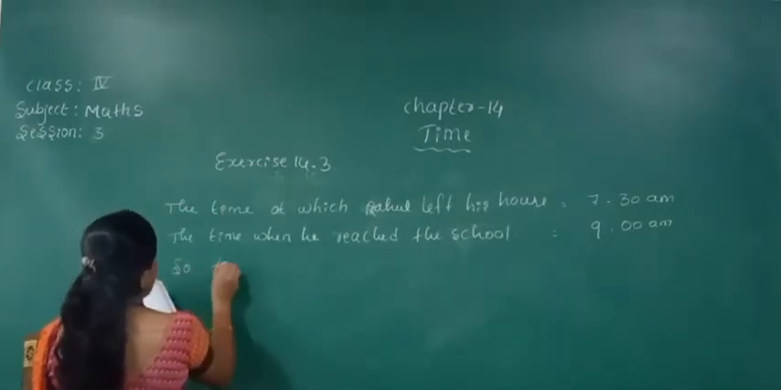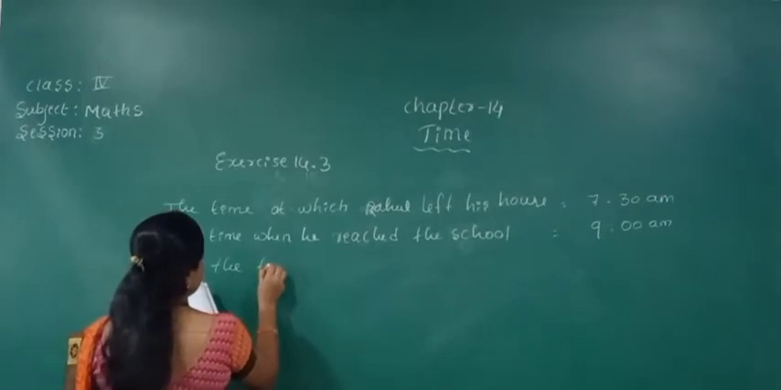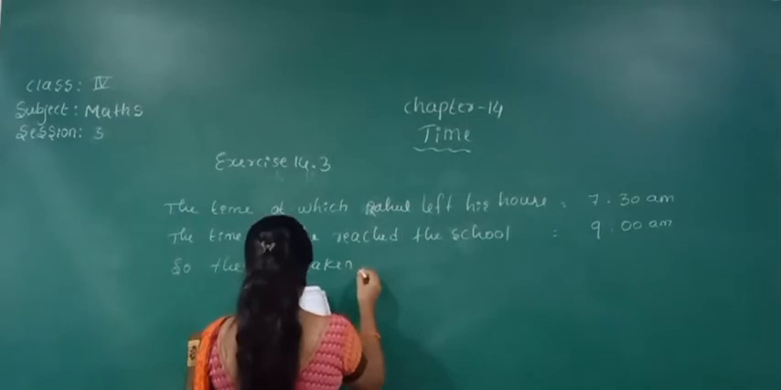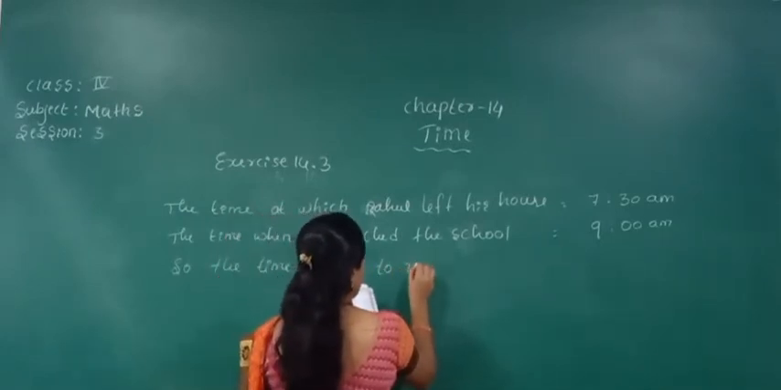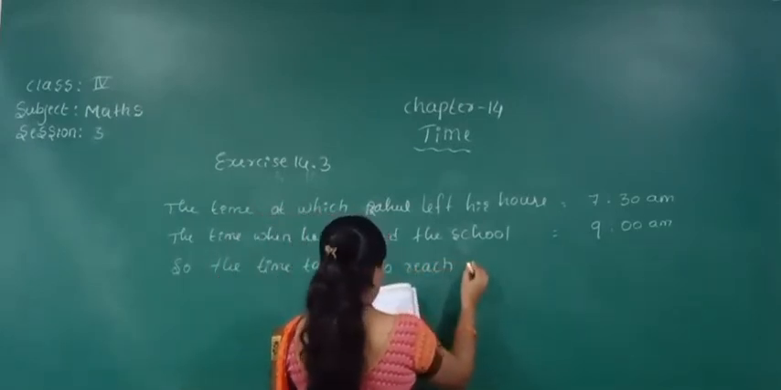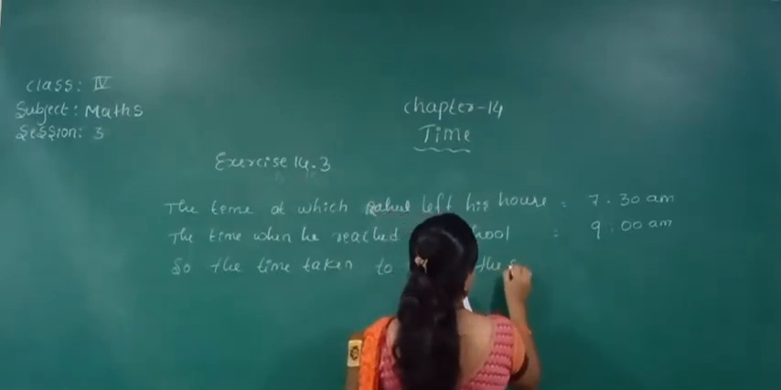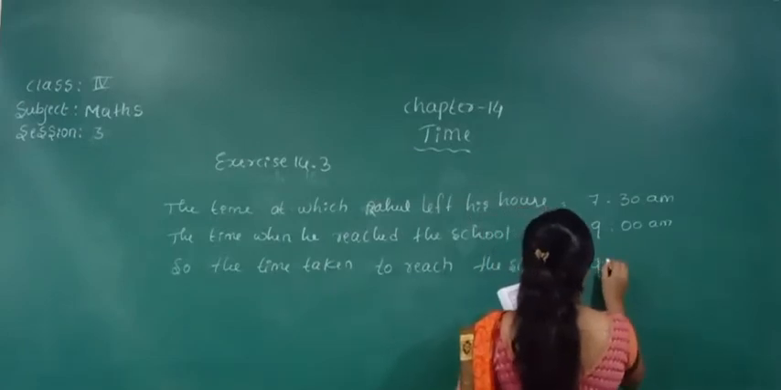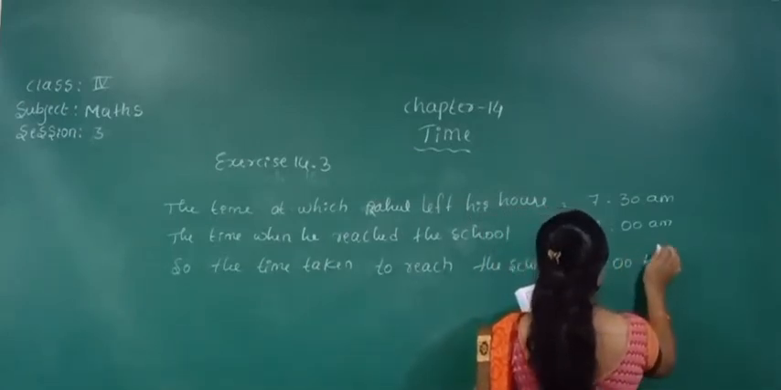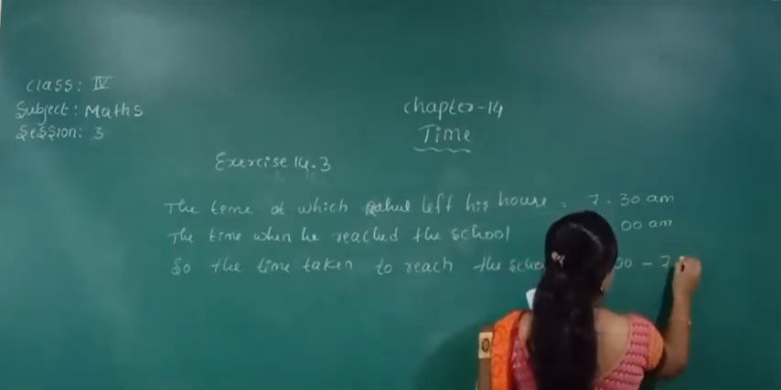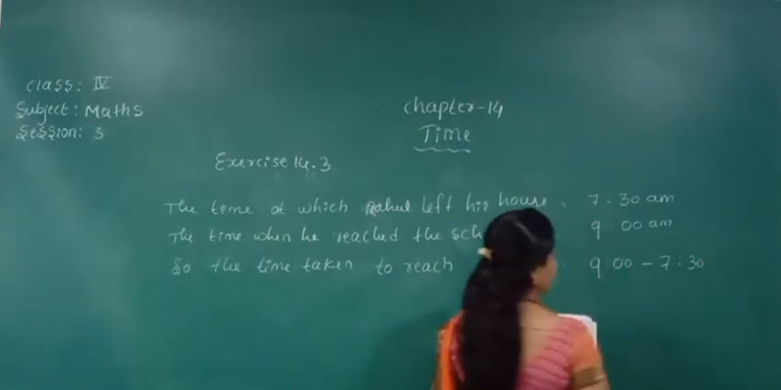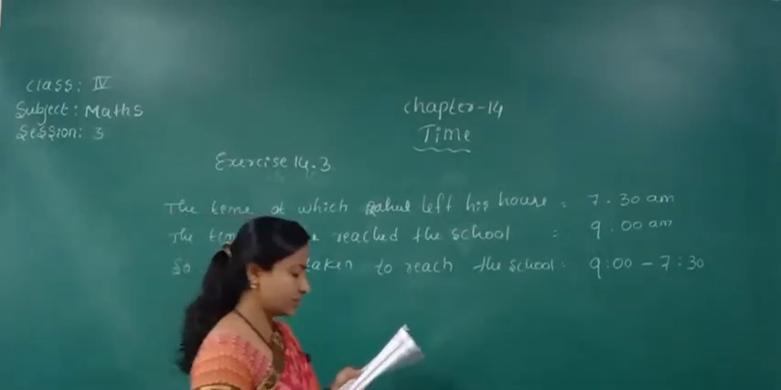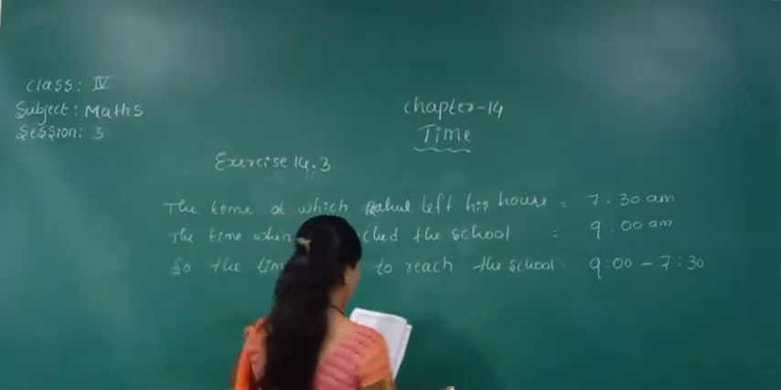So the time taken to reach the school: 9 a.m. minus 7:30. It means 9 o'clock minus 7:30. What will we do? We will subtract 7:30 a.m. from 9 o'clock. Okay, so now we will subtract here.